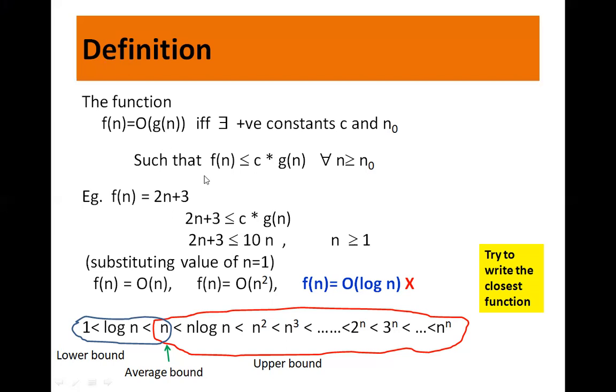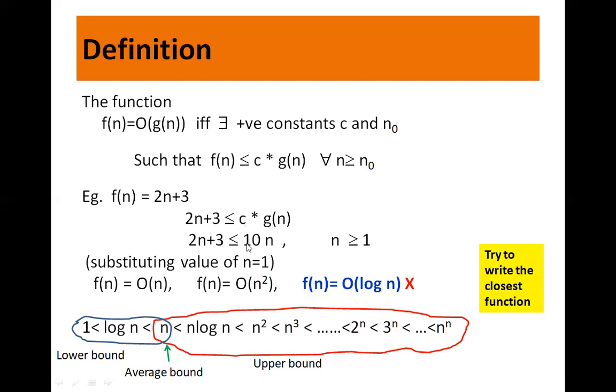Now, as per this notation, what we say is 2n plus 3 is less than or equal to c into g of n. Now, what is c? C is a constant. Fine. So what we do is f of n is replaced by 2n plus 3 and c is replaced by 10. G of n is nothing but n.